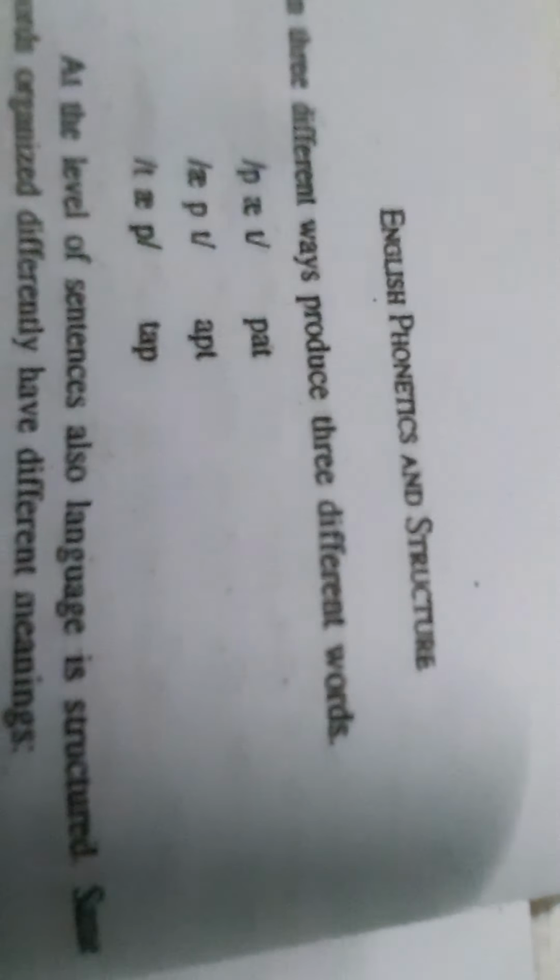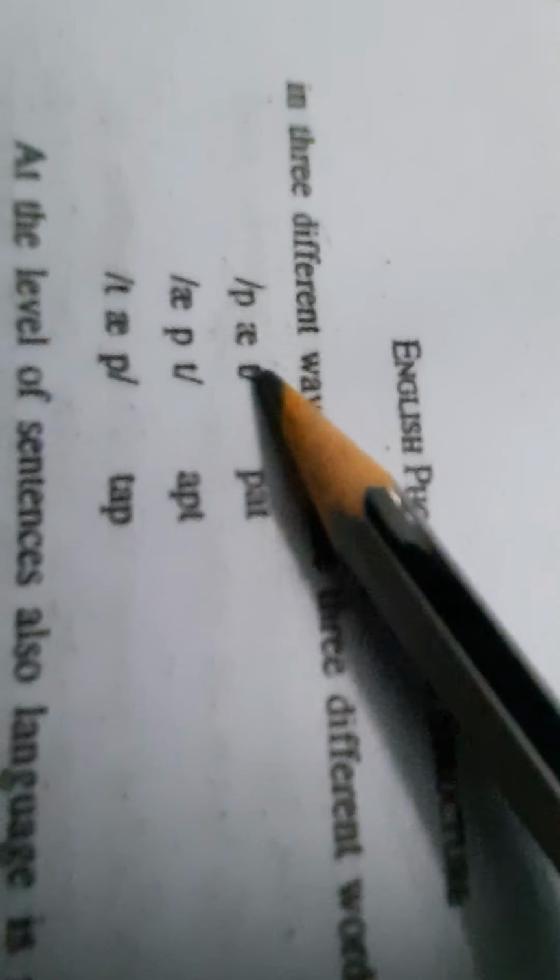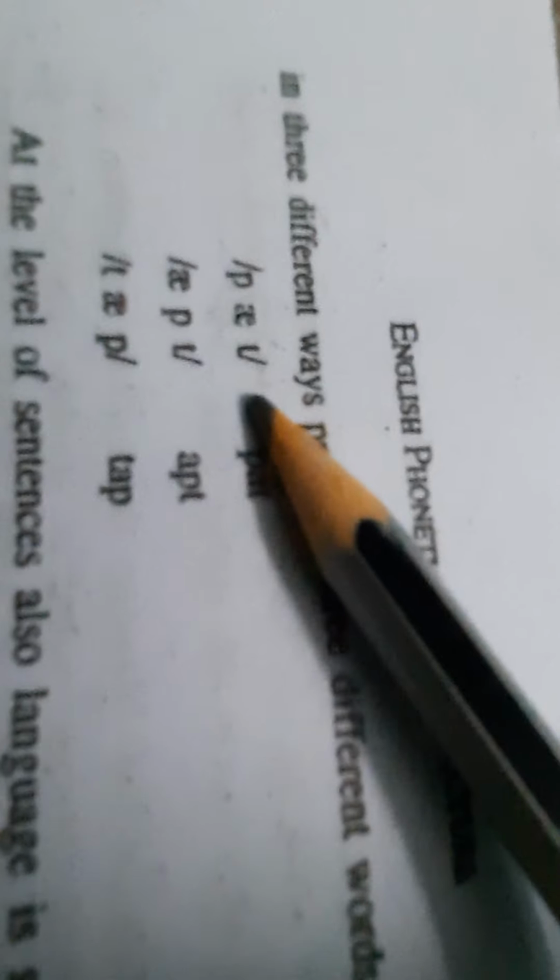So for example, if you look here, you have the sounds p, a, and t. These are three phonemes. So these three phonemes combine to make a morpheme or a word. And a morpheme or a word is nothing but a meaningful unit. Okay, do you understand?